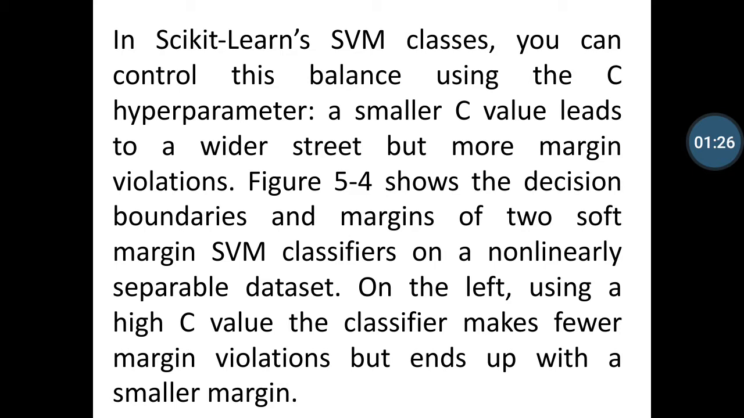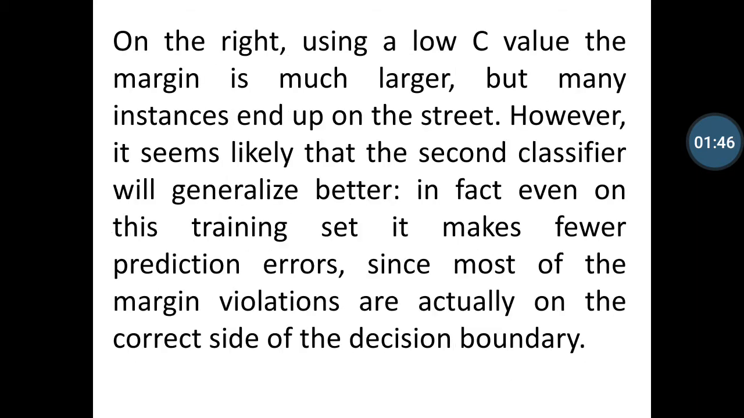Figure 5.4 shows the decision boundaries and margins of two soft margin SVM classifiers on a non-linearly separable dataset. On the left, using a high C value, the classifier makes fewer margin violations but ends up with a smaller margin. On the right side, using a lower C value, the margin is much larger but many instances end up on the street. However, it seems likely that the second classifier will generalize better.